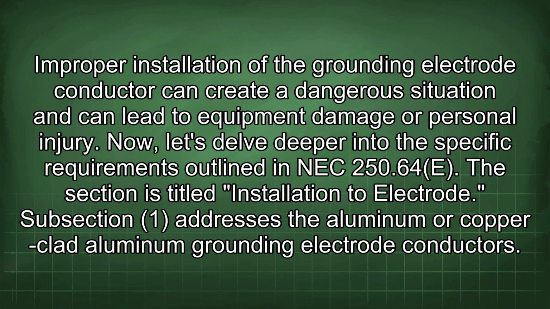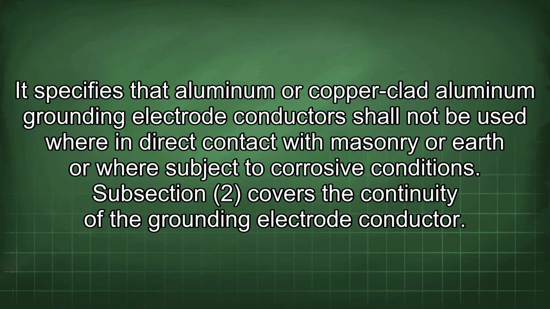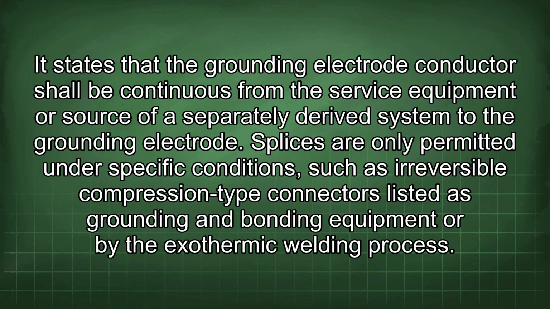250.64(E). The section is titled Installation to Electrode. Subsection 1 addresses the aluminum or copper-clad aluminum grounding electrode conductors. It specifies that aluminum or copper-clad aluminum grounding electrode conductors shall not be used where in direct contact with masonry or earth or where subject to corrosive conditions. Subsection 2 covers the continuity of the grounding electrode conductor. It states that the grounding electrode conductor shall be continuous from the service equipment or source of a separately derived system to the grounding electrode.